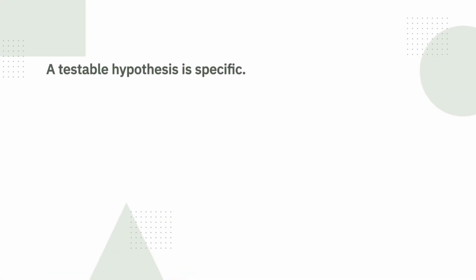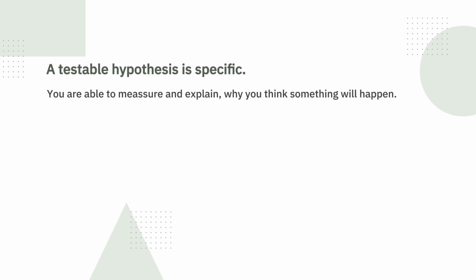But what exactly is a hypothesis? It's basically a prediction about what will happen and why. But not just any prediction. A testable hypothesis is specific. It means that you are able to measure and explain why you think something will happen.